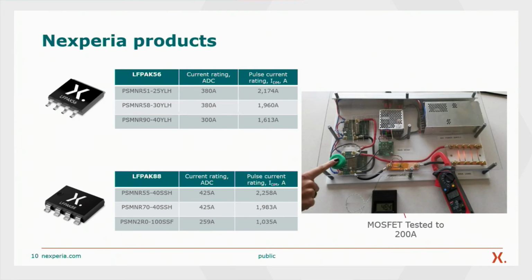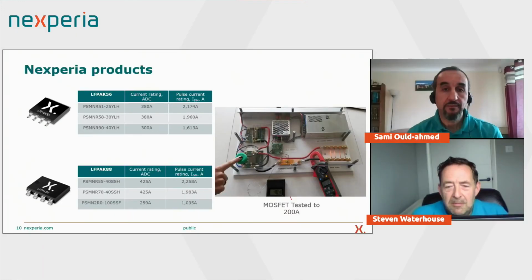Thank you, Stephen. The next question is, if the devices are high current and low RDS(on), what is the impact on SOA in linear mode? I can start that off if you want, Sammy.